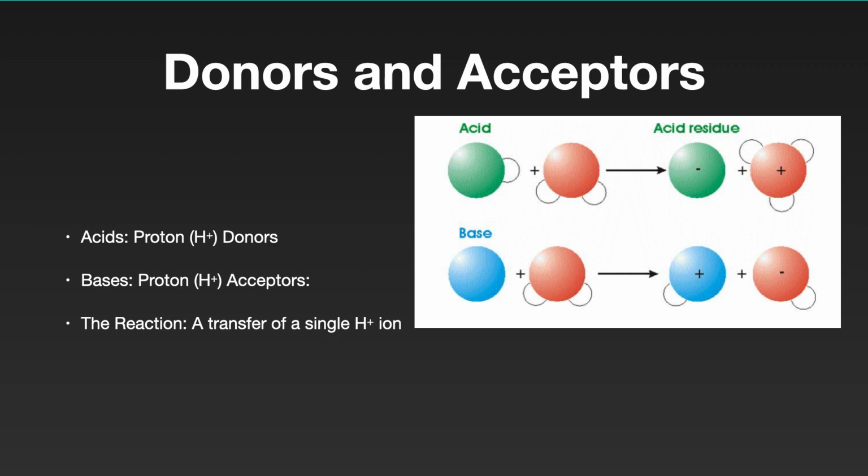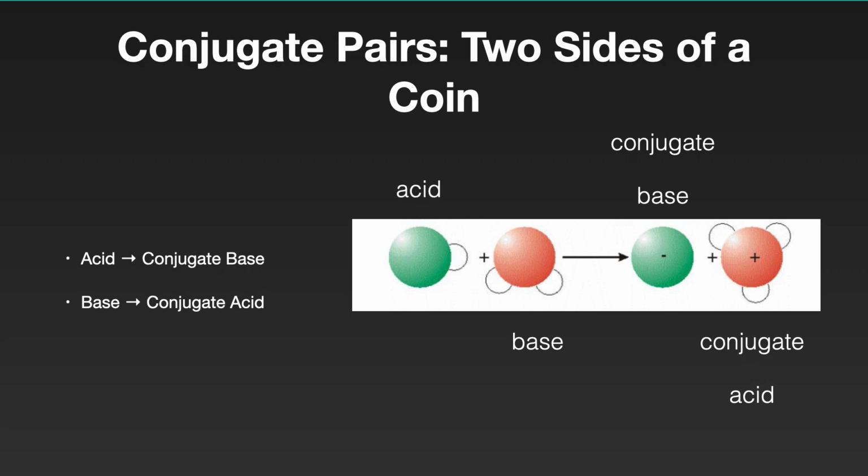You can think of it like a game of catch, where the acid is the pitcher and the base is the catcher. And remember, because H+ has no electrons, it is quite literally just a bare proton. I love the heads or tails analogy for this. An acid and its conjugate base are like two sides of the same coin, connected by just a single proton.